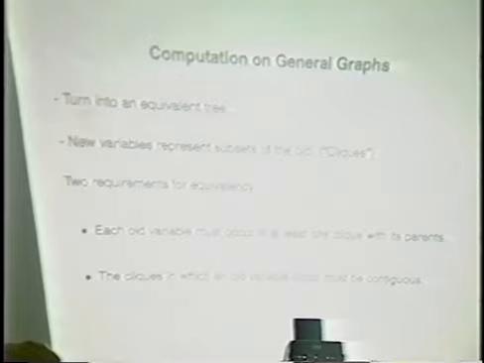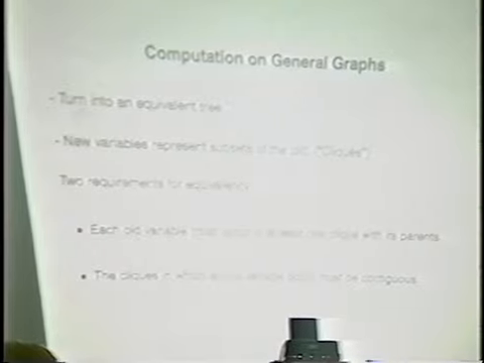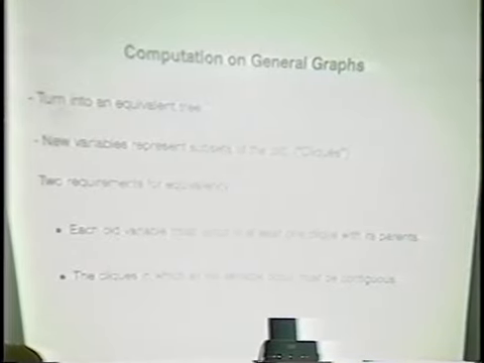The second requirement is that if the same old variable occurs in more than one clique in this new representation, then it has to occur in every clique connecting those two cliques. It has to occur consecutively in cliques. So a couple of examples of that.